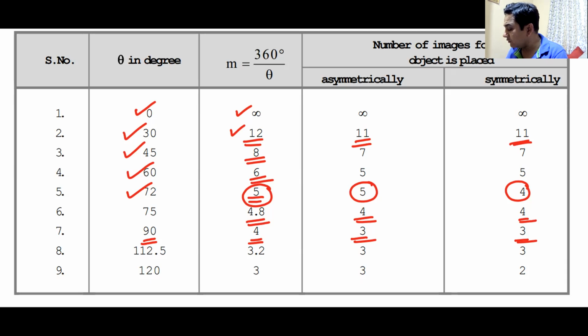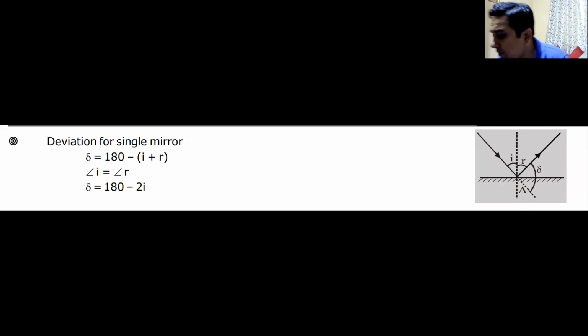Have you noted it down? Now again, as I've told you, this chapter is all about remembering the various concepts. One more concept that you will have to remember is deviation produced by a single mirror.